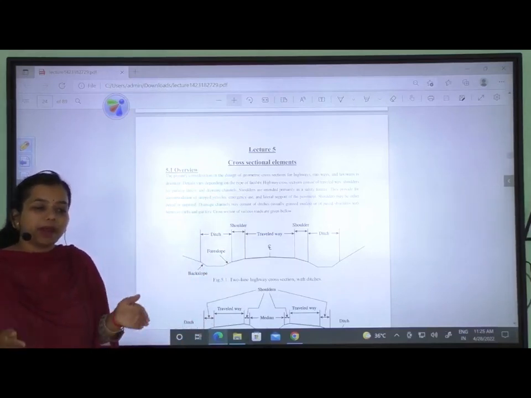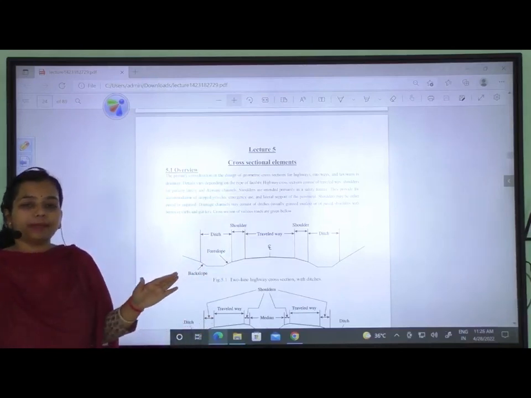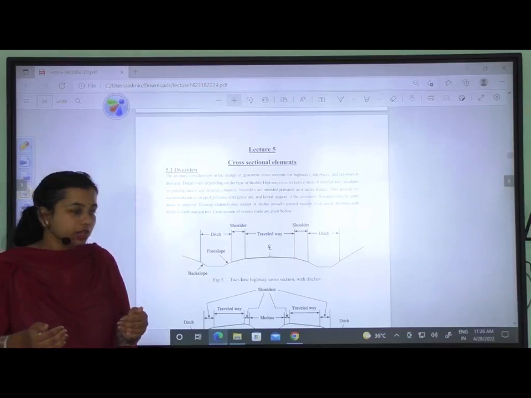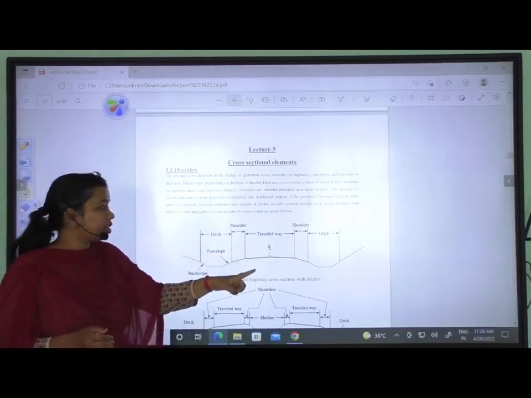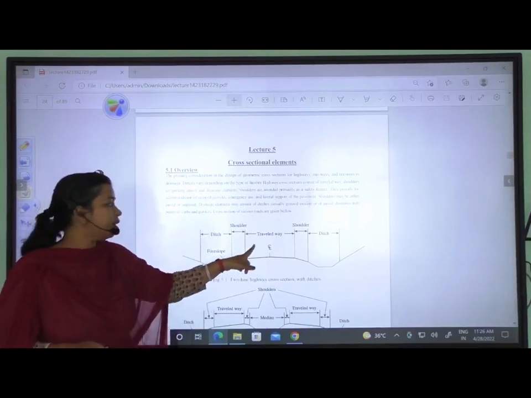When we are providing or designing a pavement, there is not a single pavement, we make it a design. So we need the cross-sectional elements. What are the cross-sectional elements? Travel way. It may be called carriage way. Another name is carriage way.